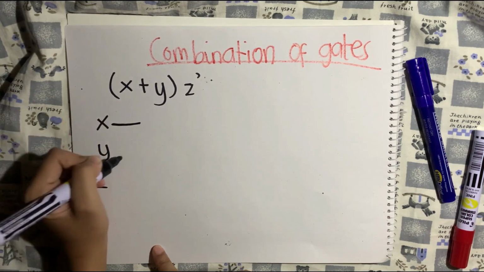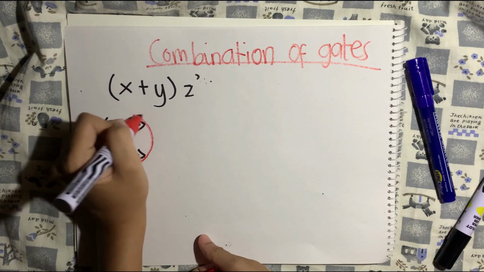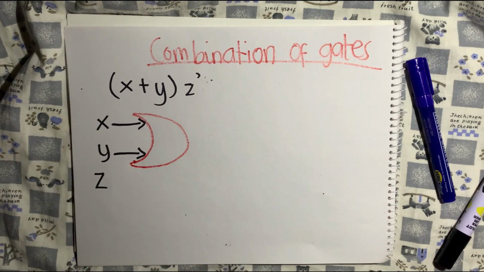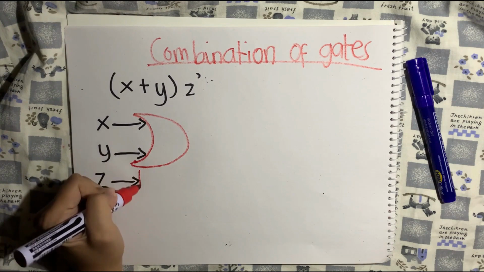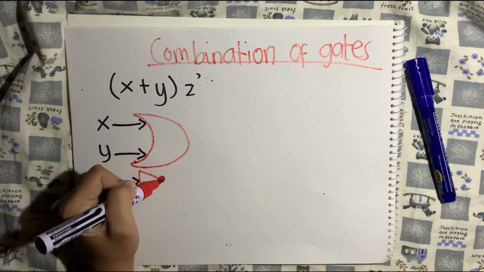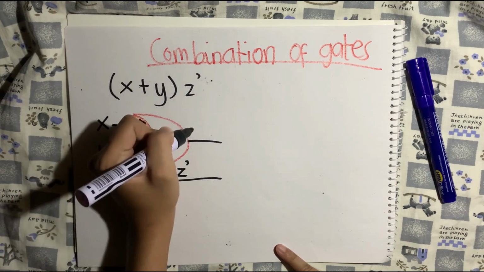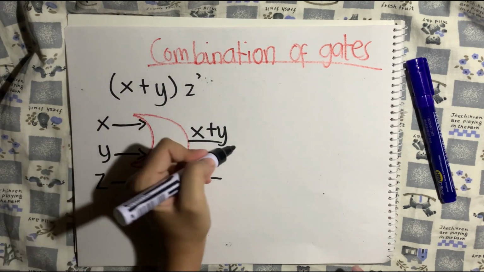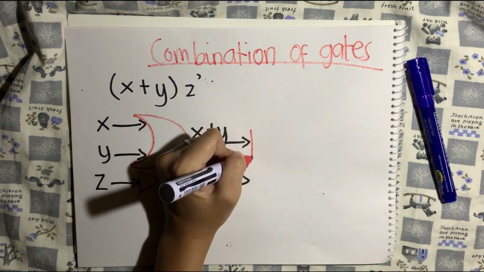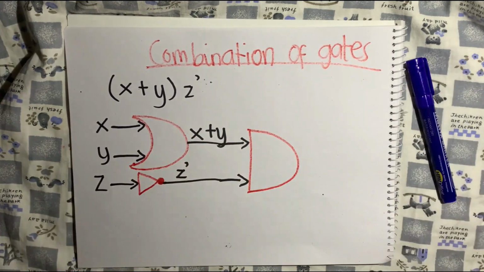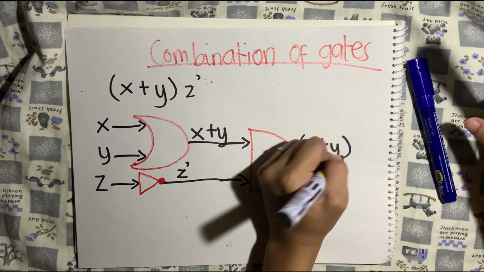Let's get the OR gate first. Then the complement of z, then we combine it using the AND gate. And that's the output for x plus y and z complement.